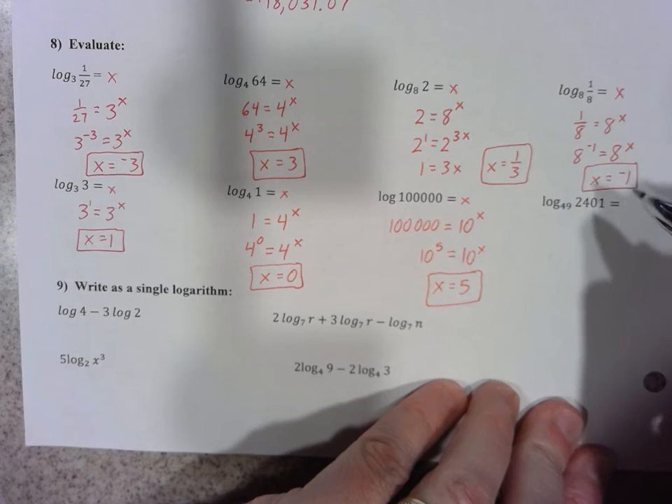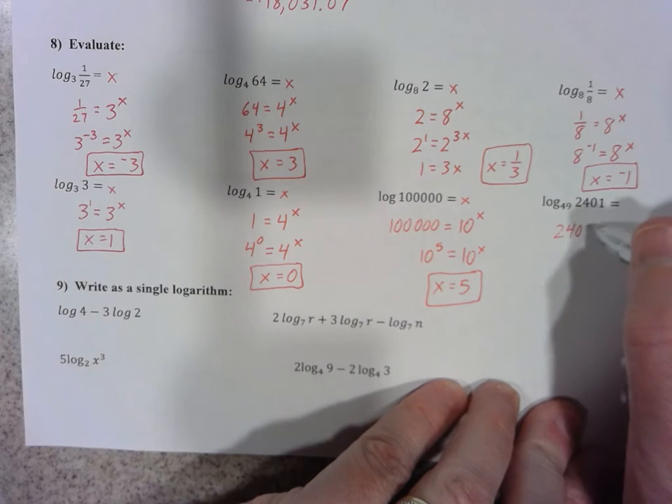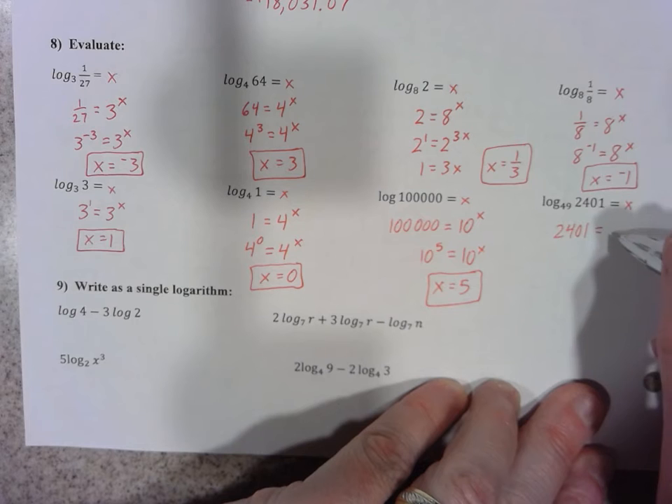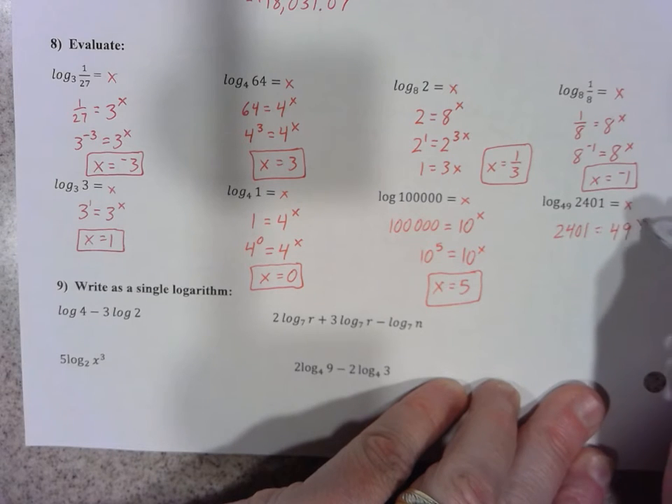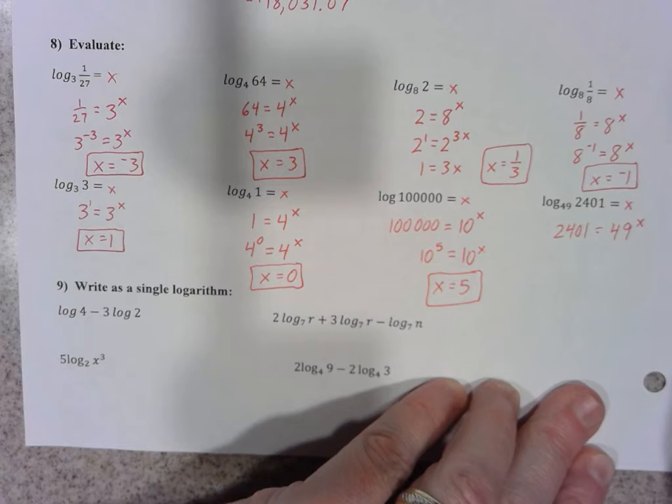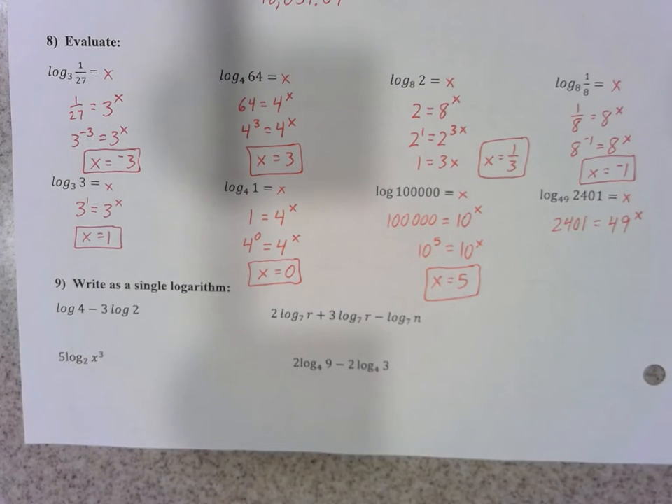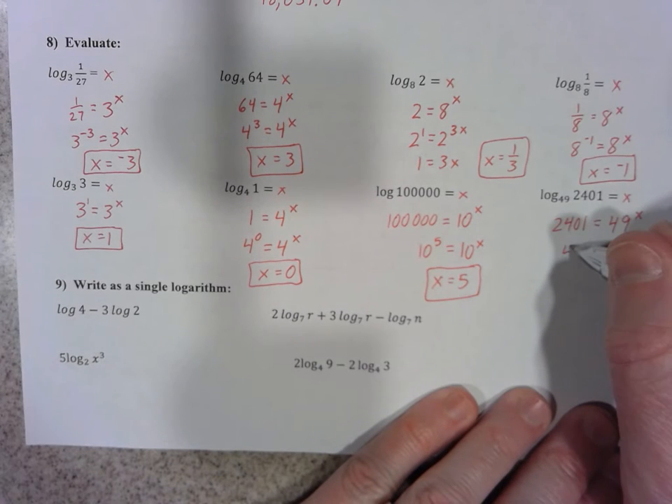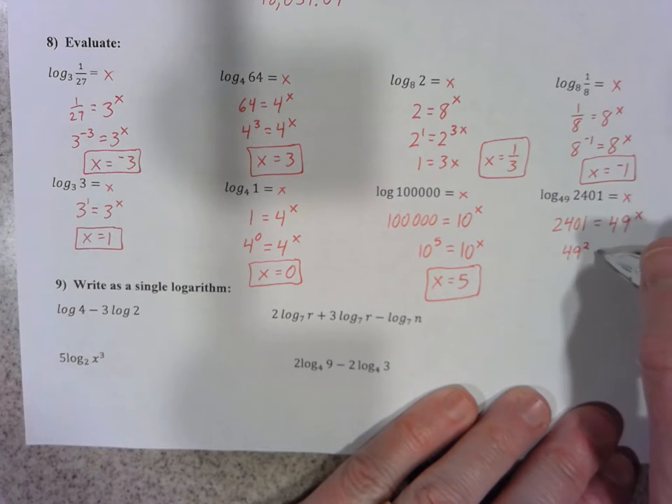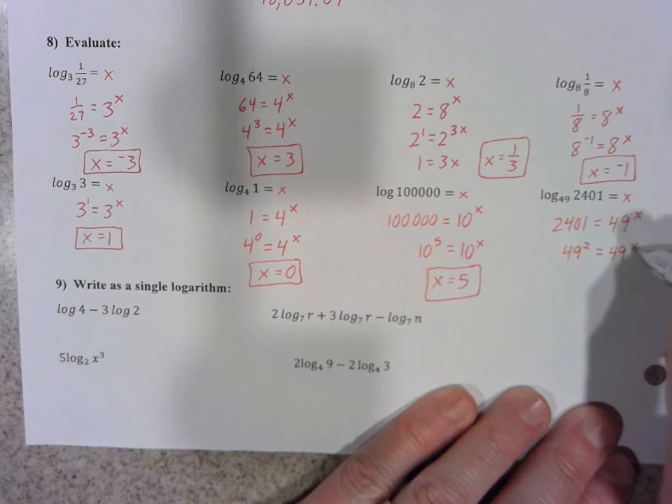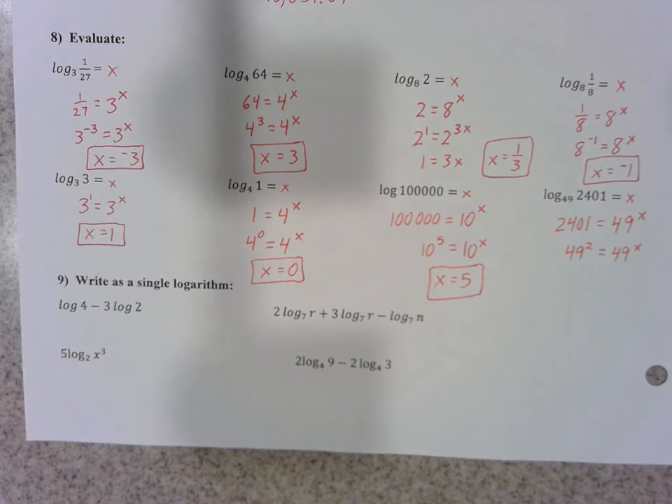And the last logarithm here, bring down the 2,401, take the 49 over to the other side, raise to the x power. So, need my green sheet here. So 2,401 is 49 squared. So I can rewrite this as 49 to the 2nd power equals 49 to the x power.